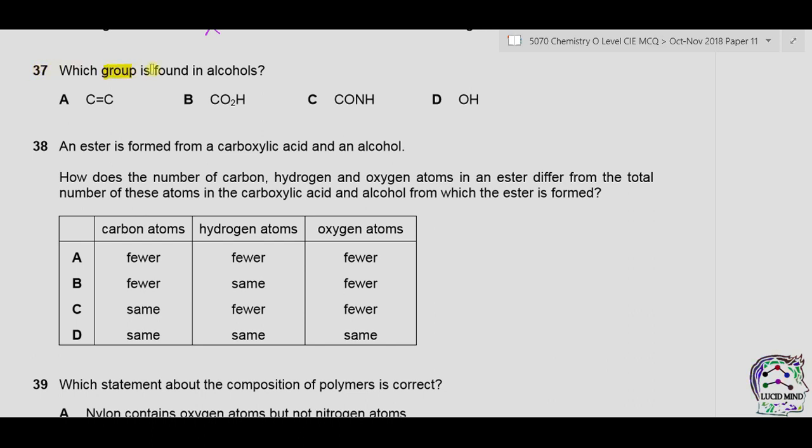Question 37. Which group is found in alcohols? In A we have a double bond, which is the functional group of alkene. In B we have COOH, which is for carboxylic acids. In C we have C double bond O NH, which is the amide linkage, which is present in nylon or proteins. In D we have the OH functional group, which is present in alcohols. Correct answer is D.